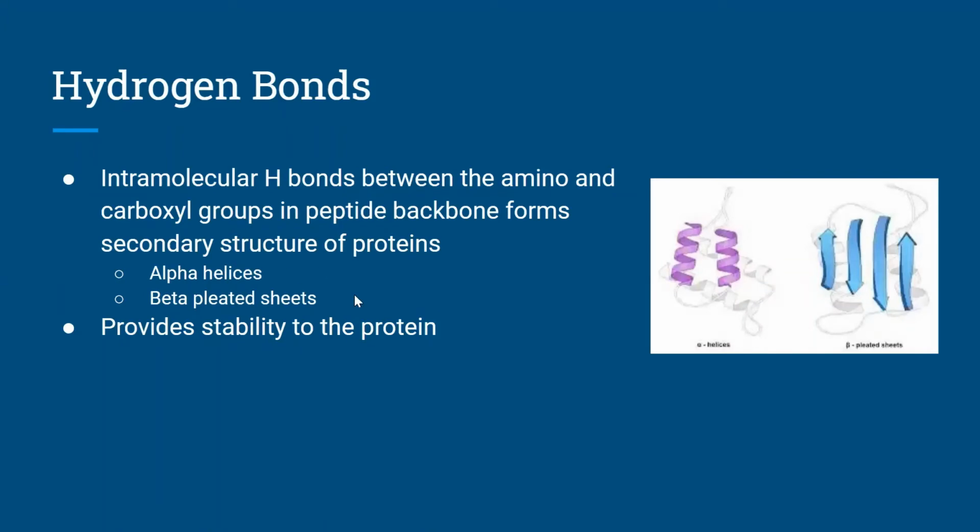The two different types on the MCAT are the alpha helices, which on the left you can see have that spiral shape, and the beta pleated sheets, which are the sheets that lay on top of each other, or side by side in this picture. The hydrogen bonds provide stability to the protein. They form the proper secondary shape of the protein and provide stability until a denaturant comes by and breaks the hydrogen bonds.